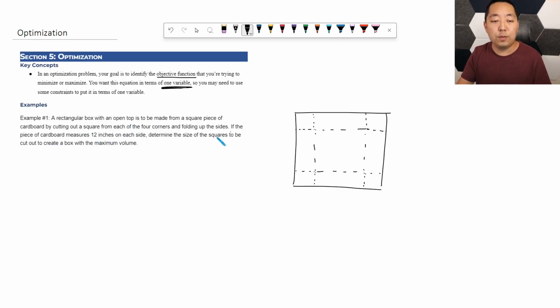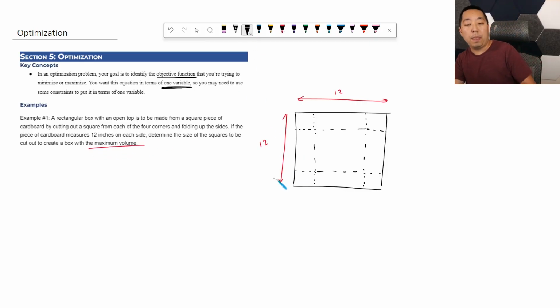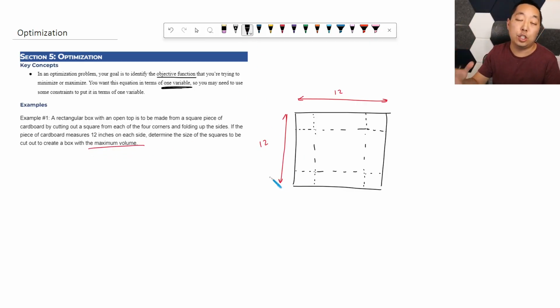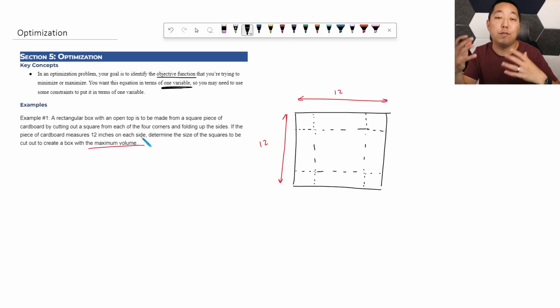If the piece of cardboard measures 12 by 12, so we know that this thing is 12 inches by 12 inches, determine the size of the squares to cut out to create a box with the maximum volume. Okay? So my goal is to construct... So what am I trying to maximize? The volume. I need to create a volume of this box here.